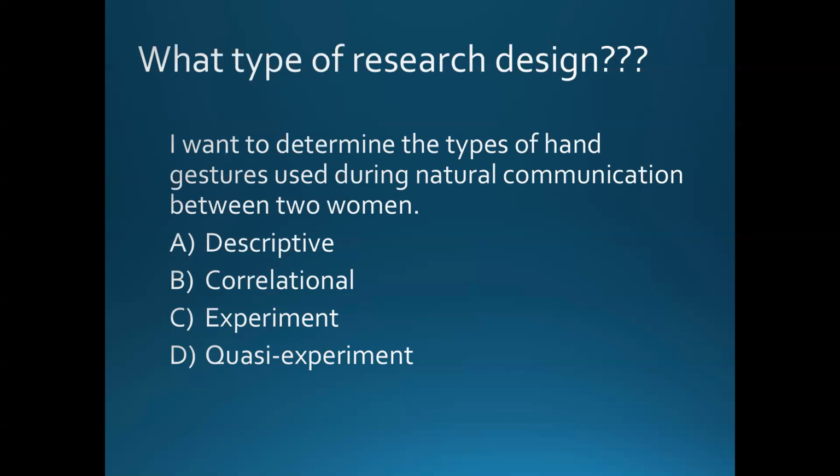So I would presumably have some count where I would watch two people communicate and I would say, oh, how many times did they use their hands or whatever? It's just describing their hand gestures.